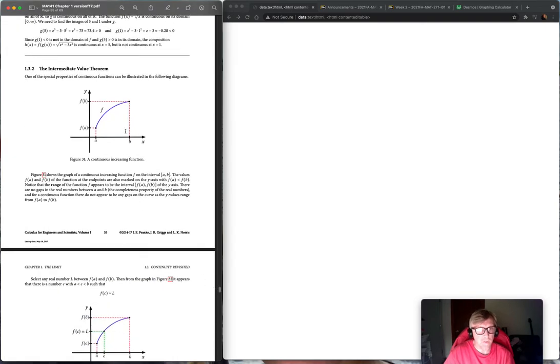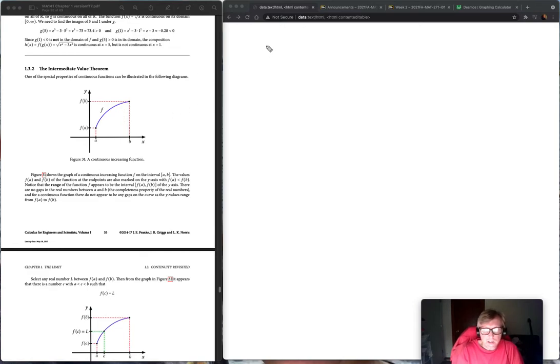Intermediate value theorem. I want you to take a good look at this picture, and I want to talk you through it. This is the most common sense theorem I have ever learned in my life. Basically, we're going to read this down here in a little bit.